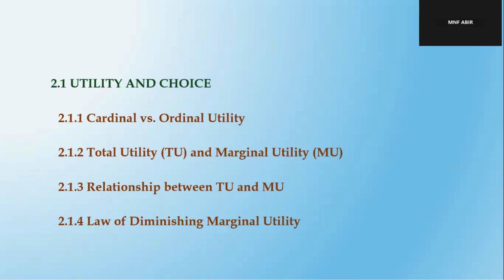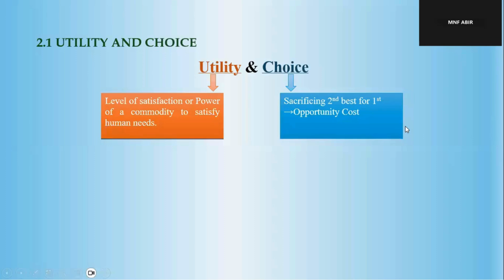So let's start with utility and choice. So what is utility and choice? Utility simply means the satisfaction or pleasure that a consumer gets from consuming goods and services. Since our economy is limited, we cannot buy everything we want, so we have to make choices. Economics studies how consumers make these choices to maximize their satisfaction.